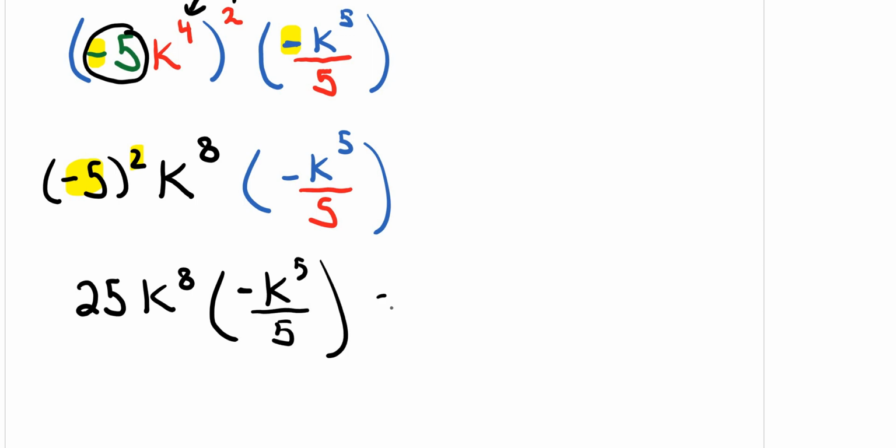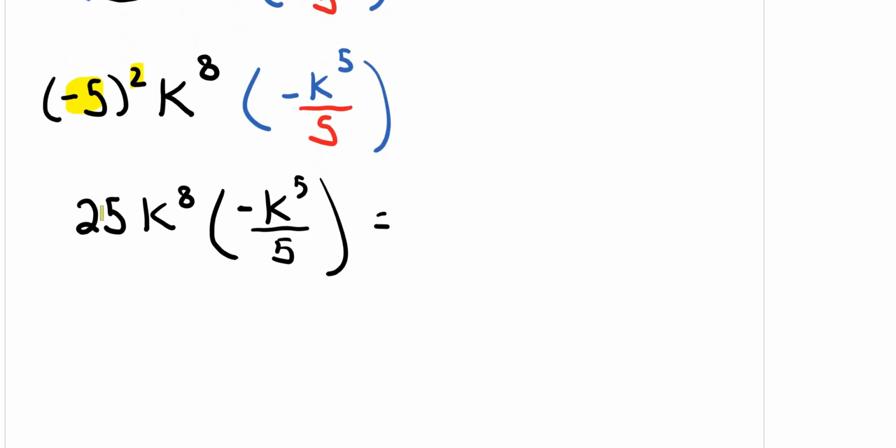All right, so this is a great question because there's a lot going on in this particular problem here. Now I have 25 divided by 5. 25 divided by 5 is a 5. And then I have k to the 8 times negative k to the 5, so that's going to be a negative answer there. And 8 plus 5 is going to be 13, so k to the 13 there. So I get negative 5k to the 13 once that question's all done there.